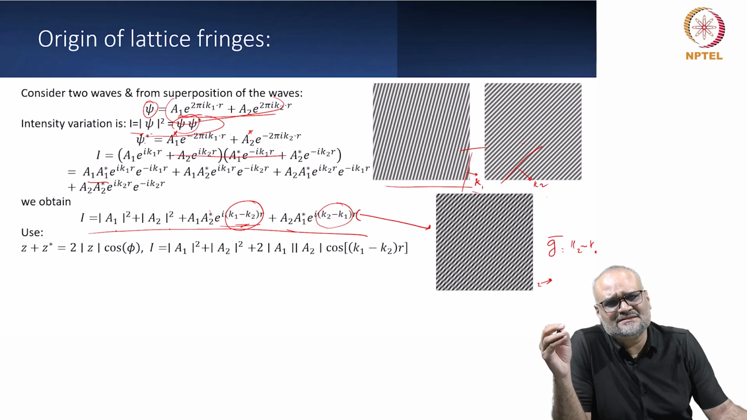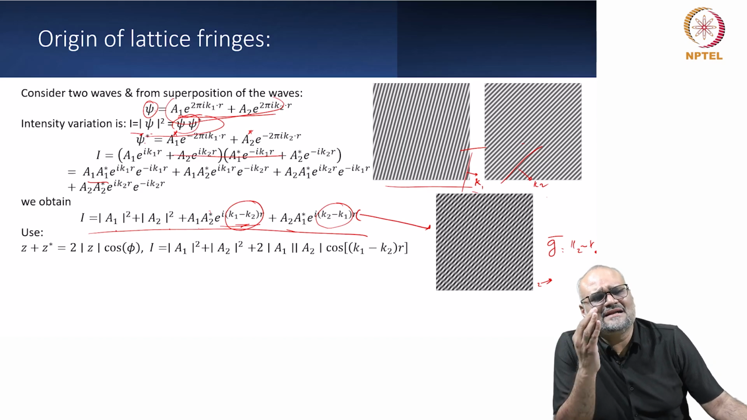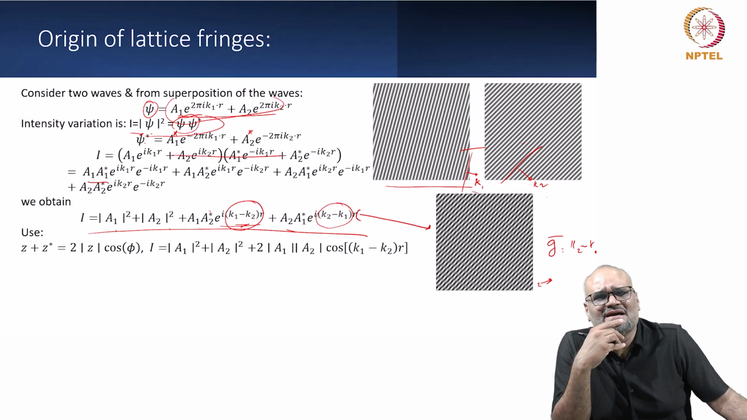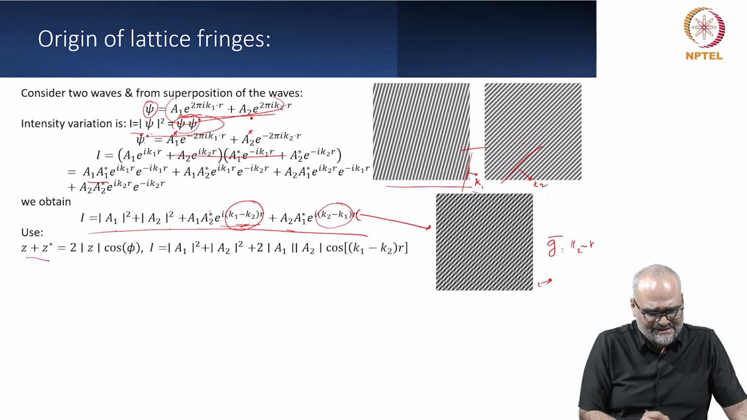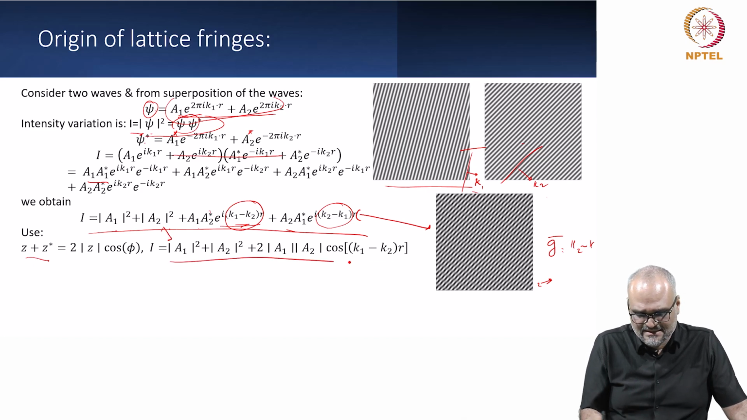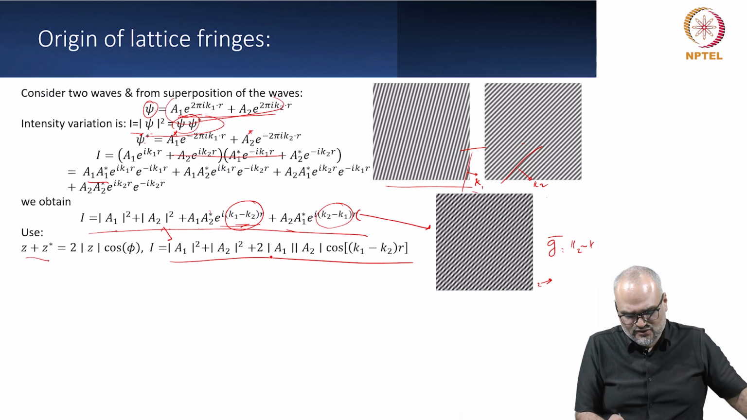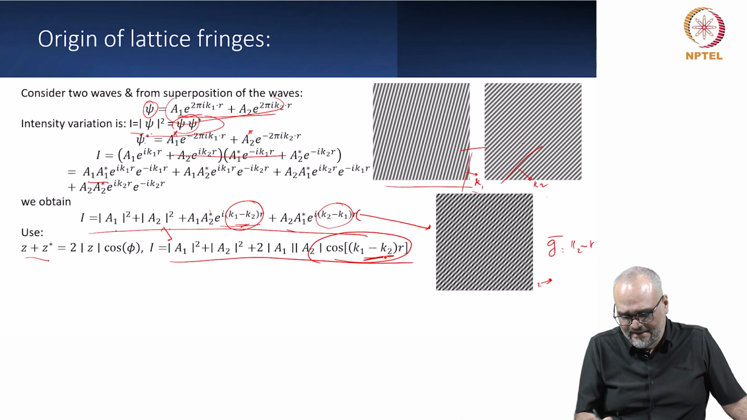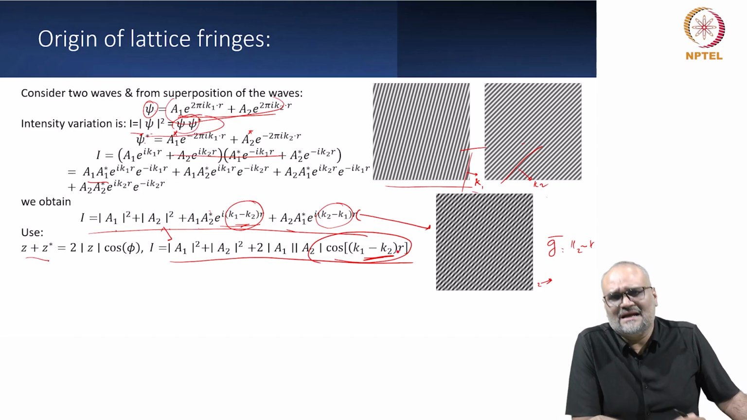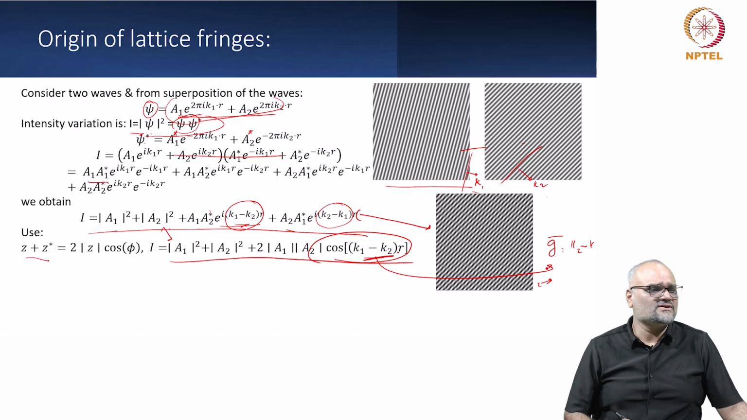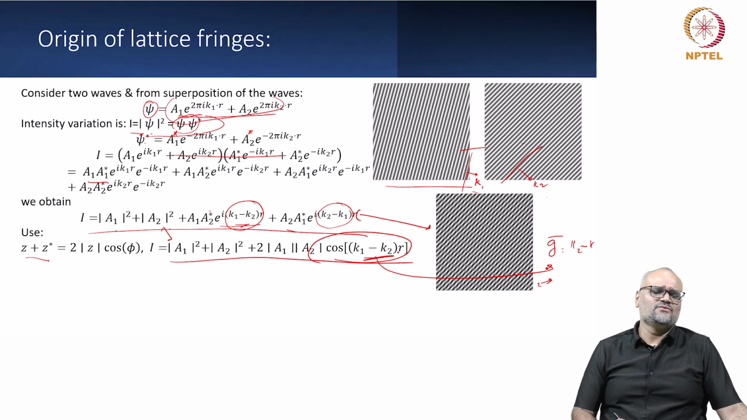And this expression, if I use the complex number notation on the Argand plane, if I write that Z is a complex number which has cos phi plus i sin phi kind of a notation, and I use this Z plus Z star, which is the thing here, I can modify this expression as A1 square plus A2 square plus 2 A1 A2 times cosine of this K1 minus K2 and dot product of R. And we've written this is also your reciprocal lattice vector as well.